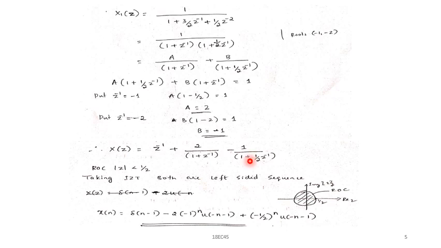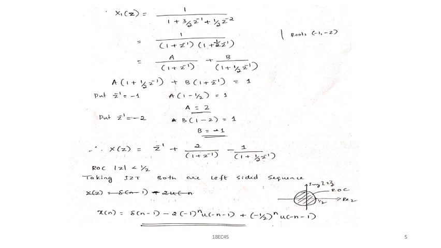Again here it is also plus, so I can write this as minus 1 by 2 to the power n u of minus n minus 1. This is the standard form: a to the power n u of n has z transform 1 by 1 minus a z inverse. So here a is minus 1 by 2, and here also a is minus 1. Because this is a left-sided sequence, I will multiply by minus u of minus n minus 1. So the second term will get minus, whereas here there is a minus already, so minus into minus is plus. Therefore it is minus 1 by 2 to the power n u of minus n minus 1.